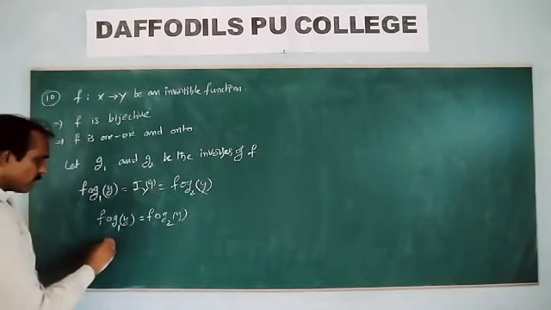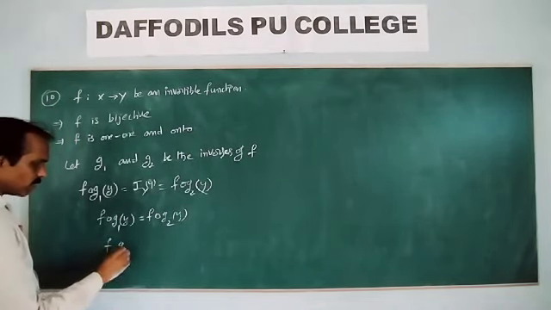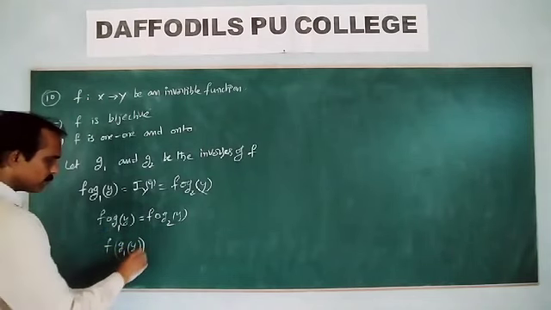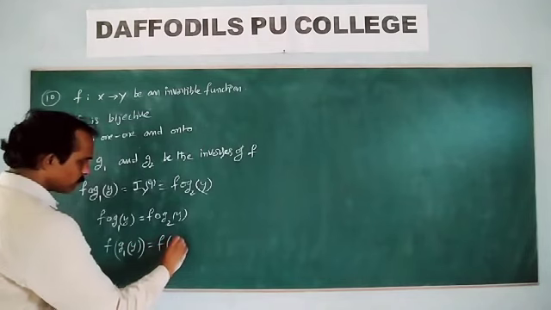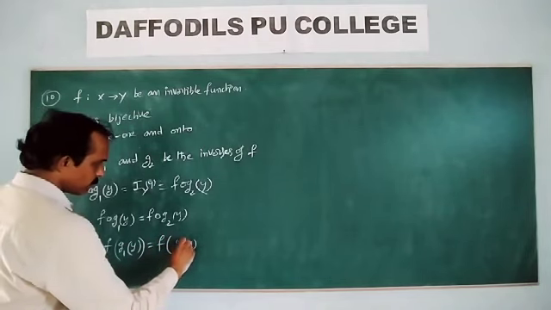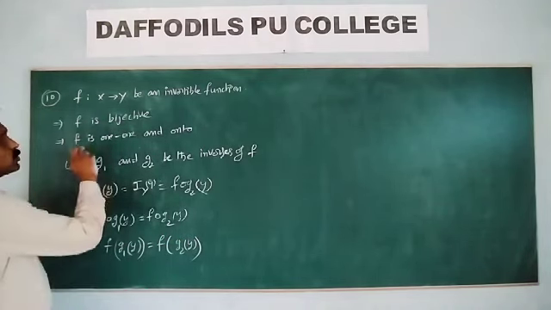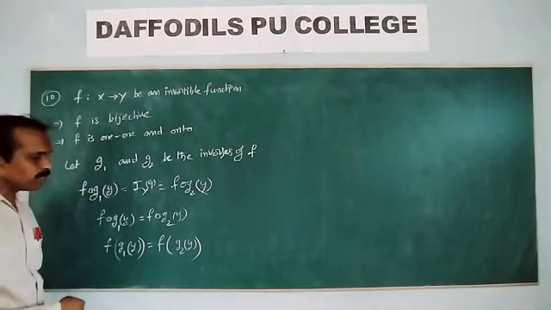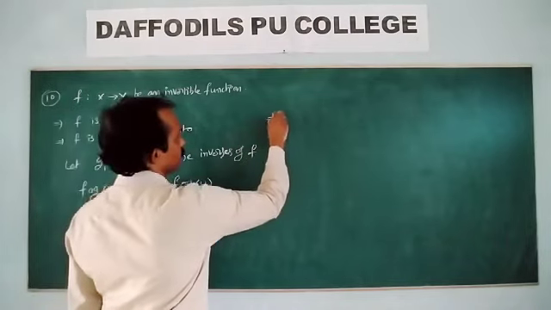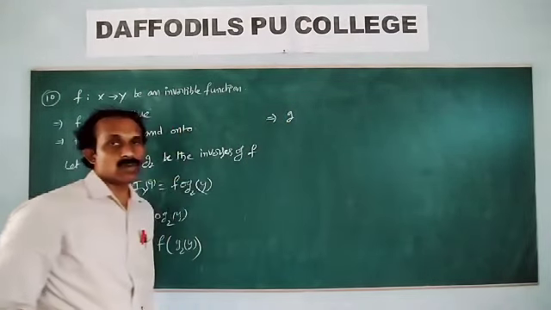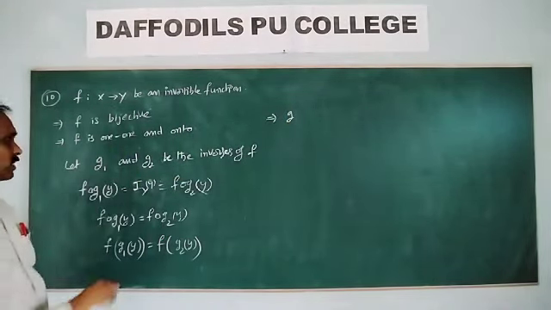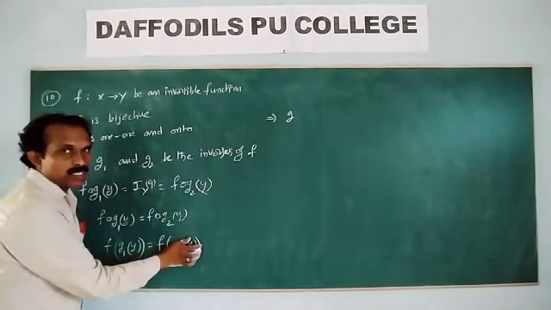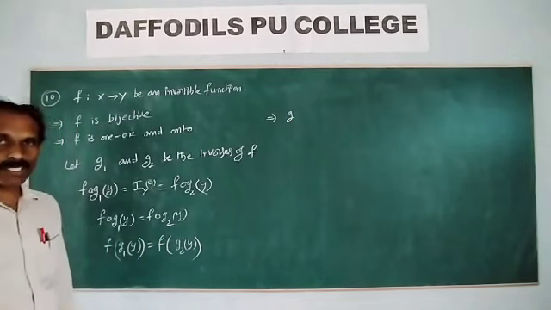Alright, this function can be written like this one. Remove the circle and bracket. F is one-one. F is one-one means f of x1 is equal to f of x2 implies x1 is equal to x2, by the definition. F of x1 is equal to f of x2 implies what we will show? x1 is equal to x2.